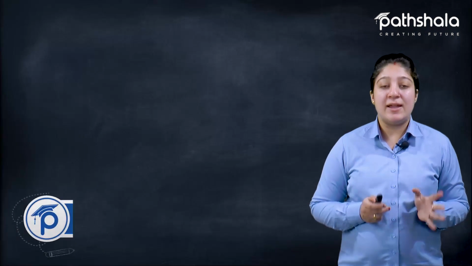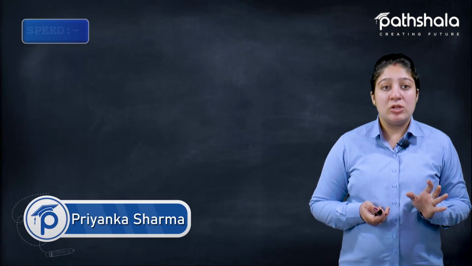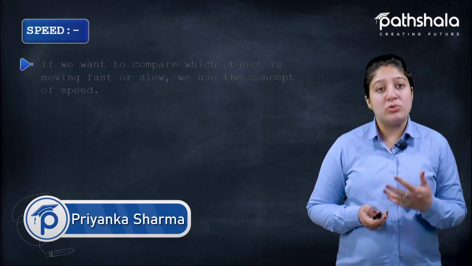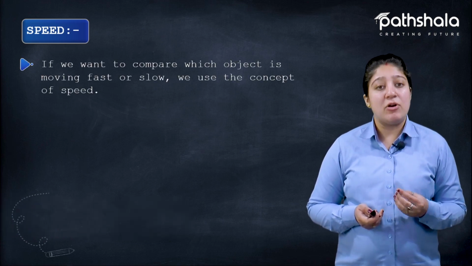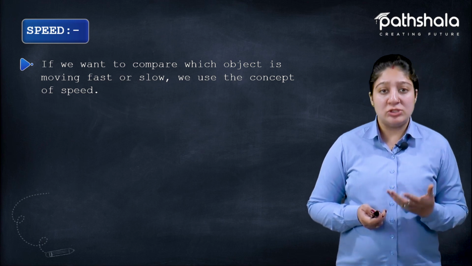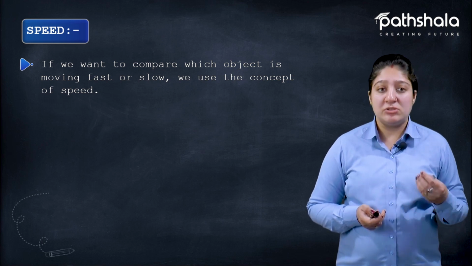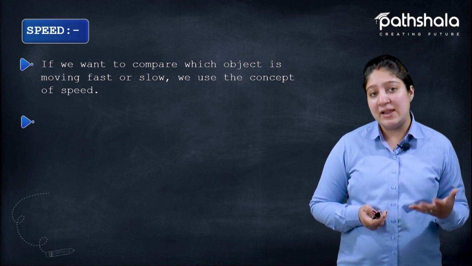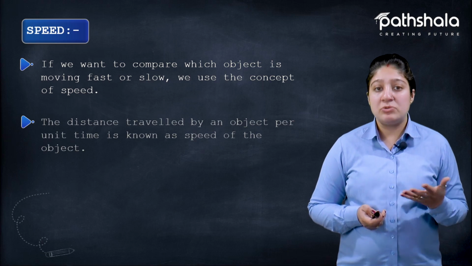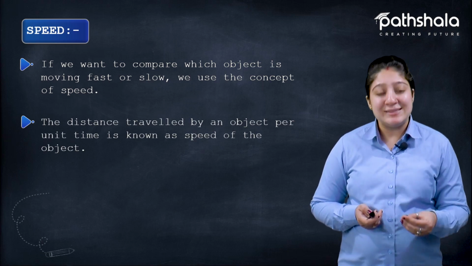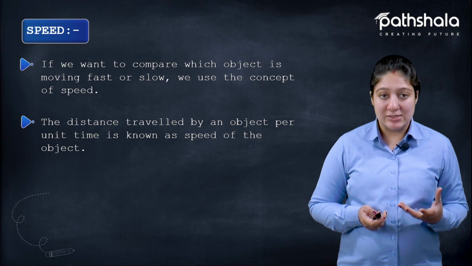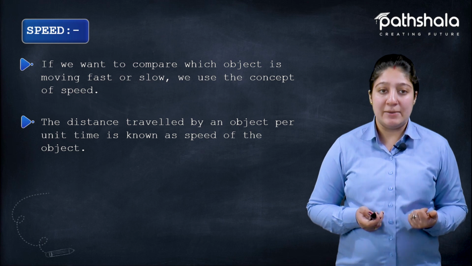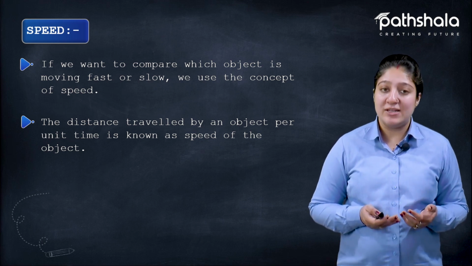Let's move to our next concept, that is speed. So what exactly is speed? If I want to compare the motion of any two objects, like whether an object is moving fast or slow, then we use the concept of speed. We compare the motion of two objects by seeing how much distance is covered by an object in the least time, like more distance covered by an object in less time.